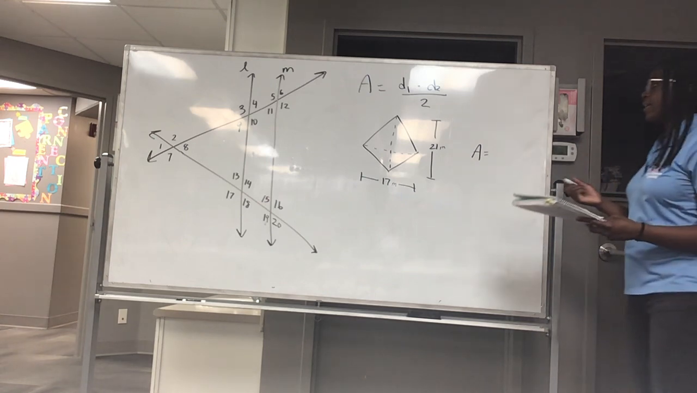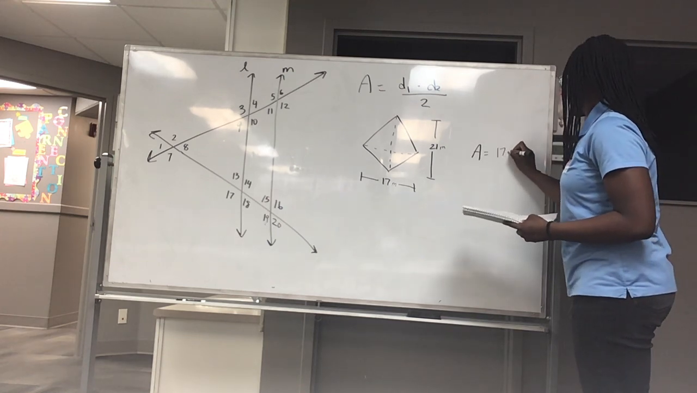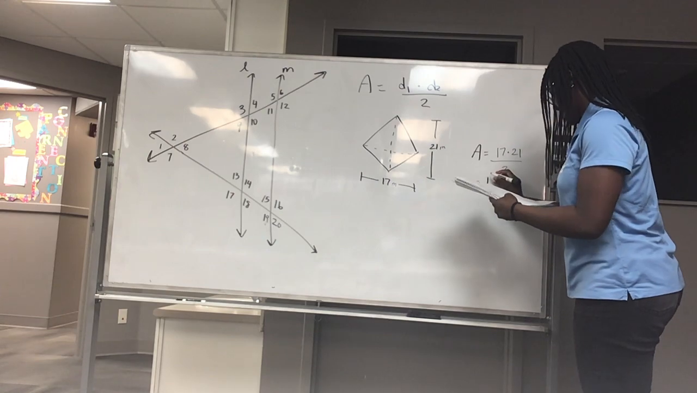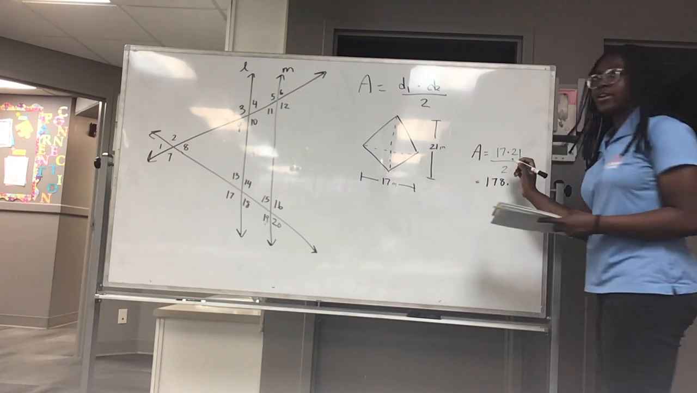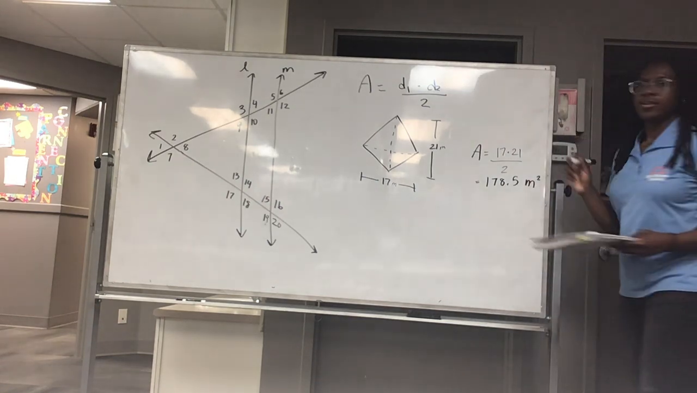Okay, so to solve this one, I'm going to do 17 times 21 divided by 2, and you should get 178.5. You guys agree? And then the label would be meters squared for that.